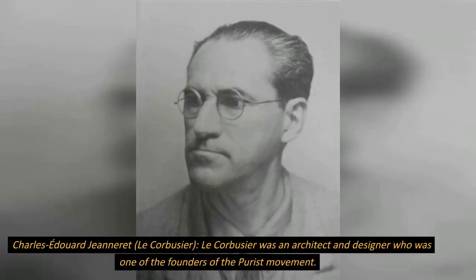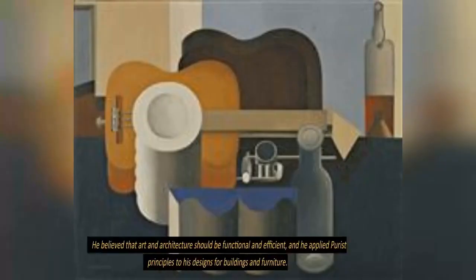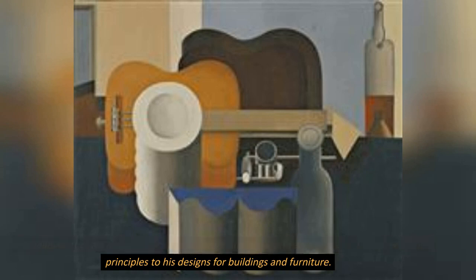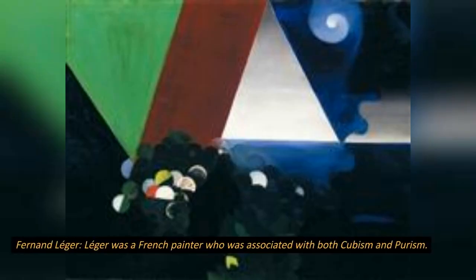Charles-Édouard Jeanneret, Le Corbusier. Le Corbusier was an architect and designer who was one of the founders of the Purist movement. He believed that art and architecture should be functional and efficient, and he applied Purist principles to his designs for buildings and furniture. Fernand Léger.